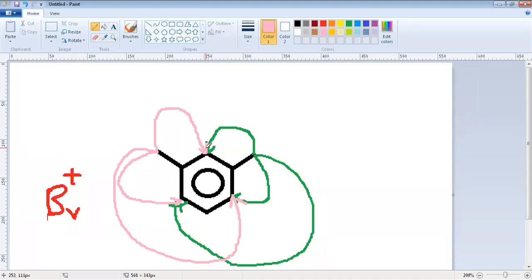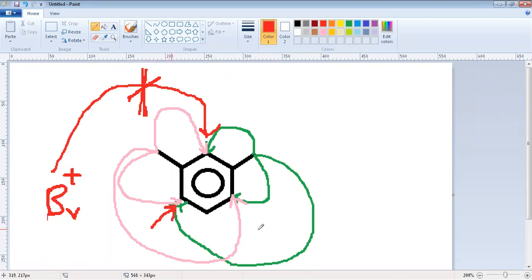Now Br can come to here. Can this Br come to here? No. Why? Because it is crowded, because of the steric effect. Okay, and here it is the same thing, there is no difference.